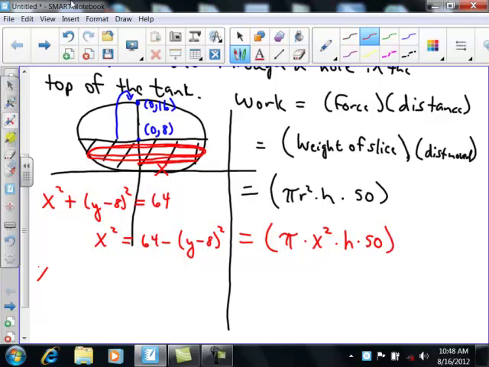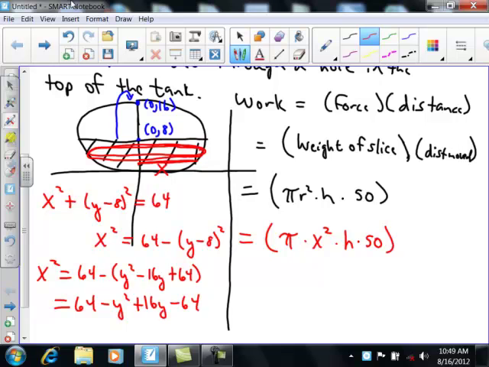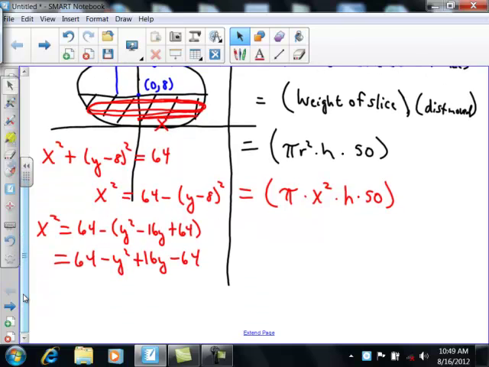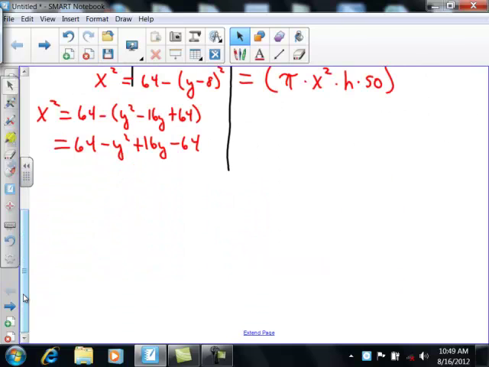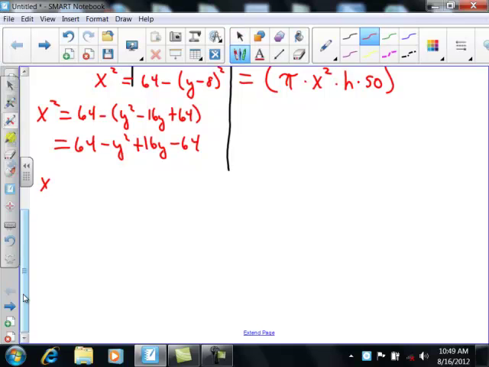I'm going to do a little bit of simplifying. So x squared is going to be equal to 64 minus, and then I'm going to multiply out that binomial there. So that's going to be y squared minus 16y and then plus 64. So x squared is going to be equal to 64 minus y squared plus 16y and then minus 64. And so when I do that, let me get a little bit more room down here. When I do that, I get that x squared is equal to 16y minus y squared.